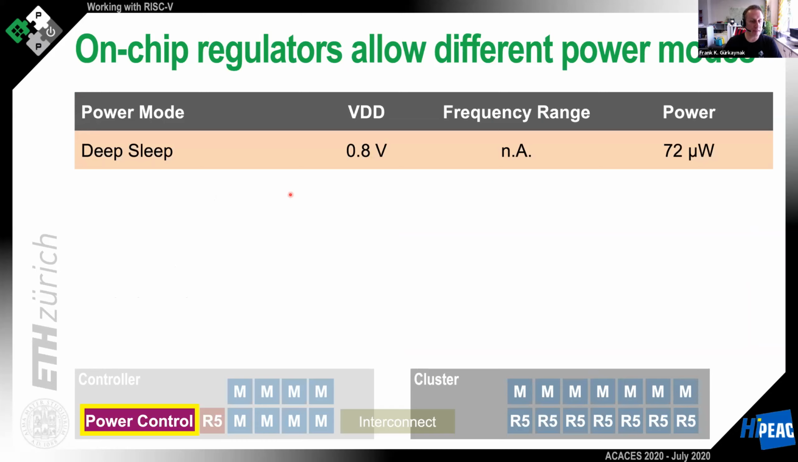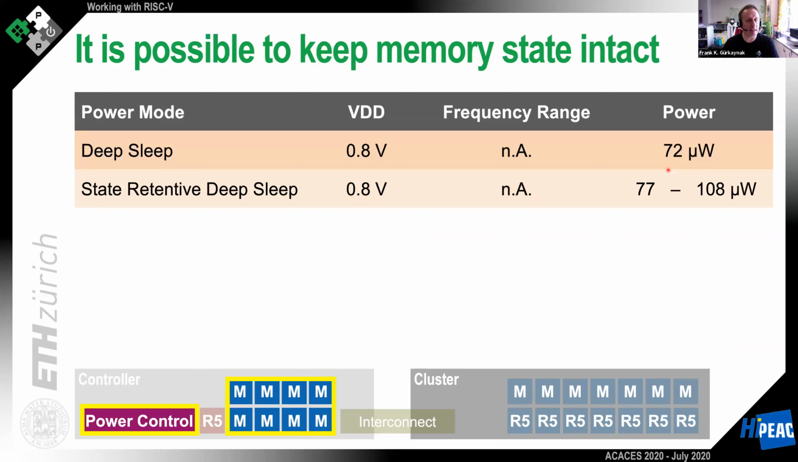And in the best case, we are in the deep sleep mode, 0.8 volts, nothing is working. We have only leakage currents, 72 microwatts. And then you can also have a state retentive deep sleep. This means that the processor is not working, but we are powering the memories enough so that they can retain their contents. And so the power there is around 100 microwatts.